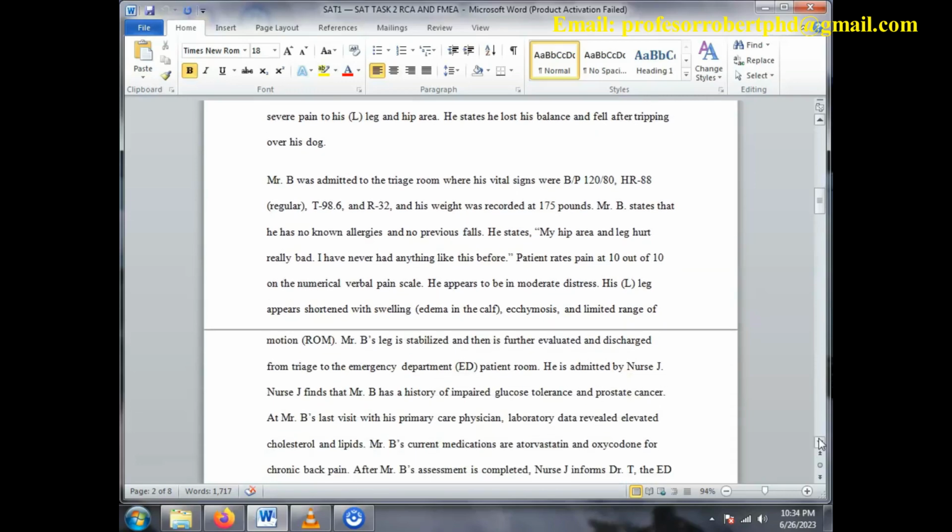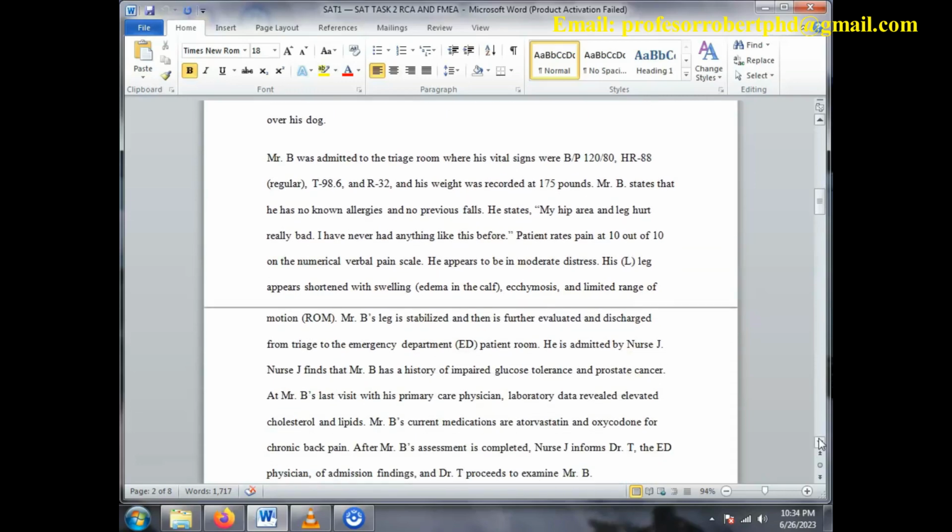Mr. B was admitted to the triage room where his vital signs were BP 120/80, HR 88 regular, T 98.6, and R 32, and his weight was recorded at 175 pounds. Mr. B states that he has no known allergies and no previous falls. He states, "My hip area and leg hurt really bad. I have never had anything like this before." Patient rates pain at 10 out of 10 on the numerical verbal pain scale. He appears to be in moderate distress.